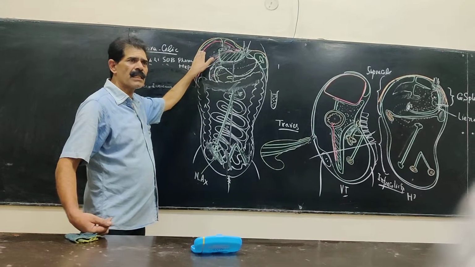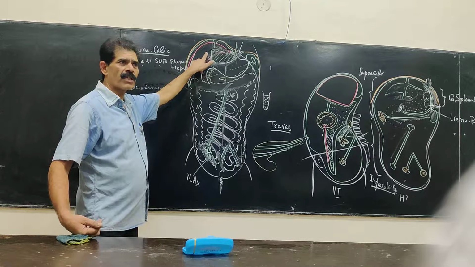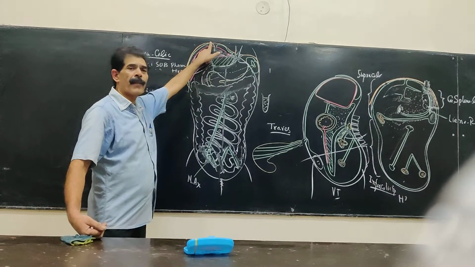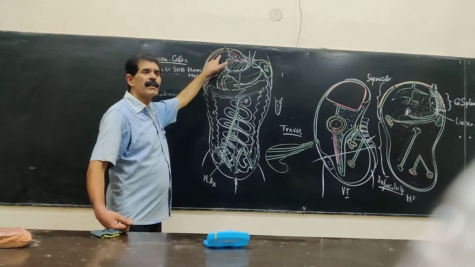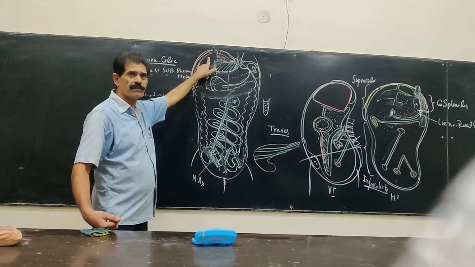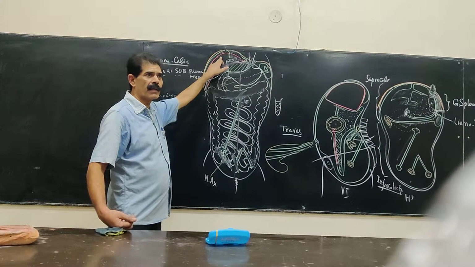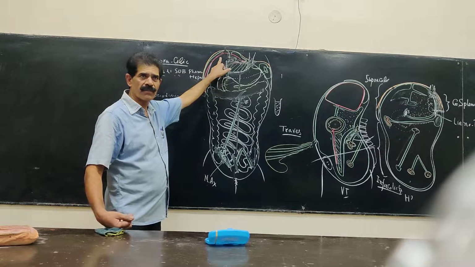Importance of this space. A liver abscess, the pus formation in the liver, can burst and penetrate through the diaphragmatic peritoneum and reach the right pleural cavity. So an abscess from the liver can go into the pleural cavity and may cause dyspnea, or difficulty in respiration.